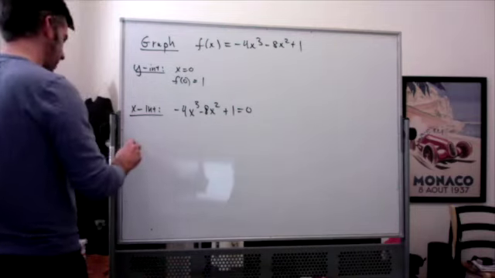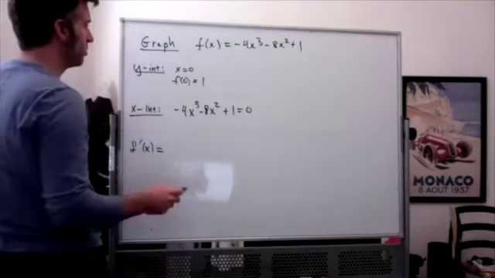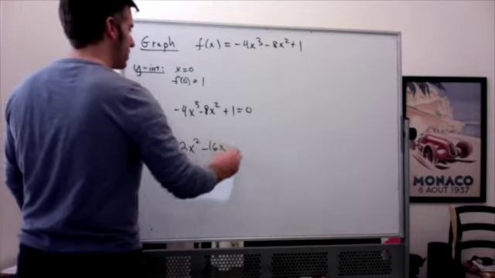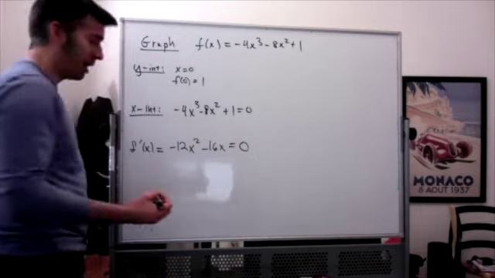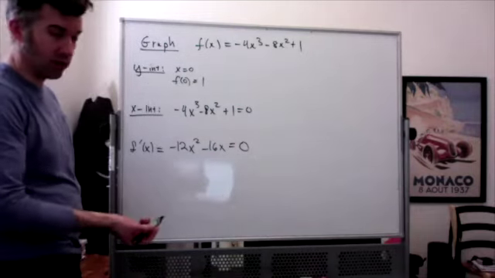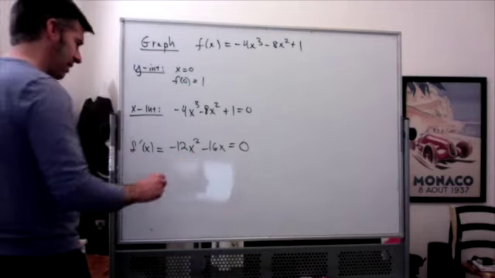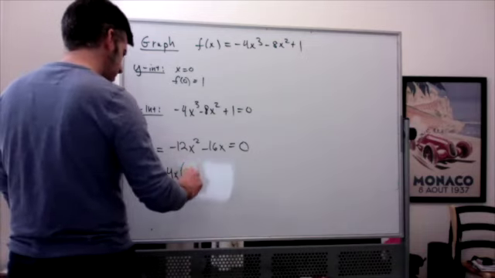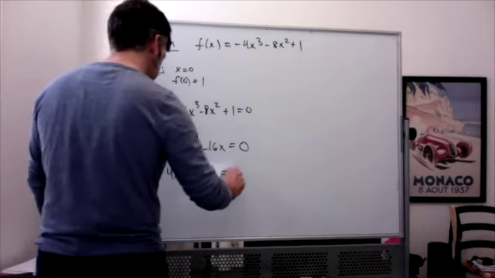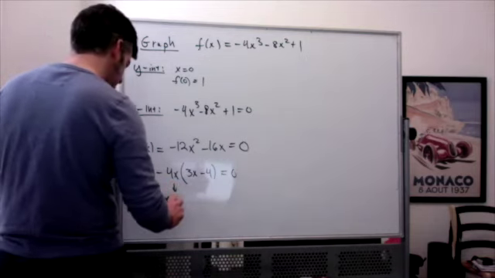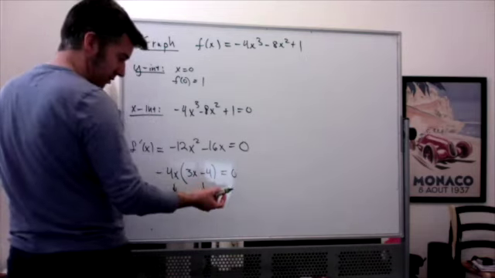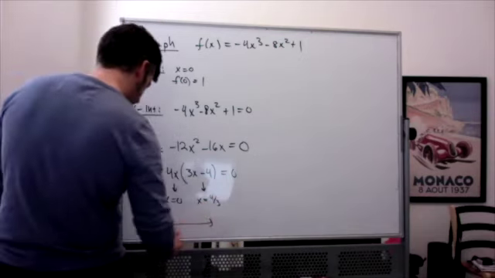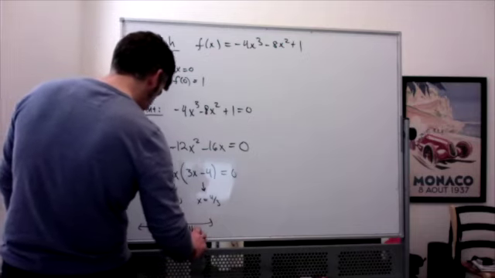Let's look at the first derivative stuff. So f prime is equal to negative 12x squared minus 16x. Set that equal to 0. Again, you know it won't be undefined because polynomials are never undefined. I'm going to factor out a negative 4x. I'm left with a 3x minus 4. So I'm getting either x equal to 0 or x equal to, let's see, 3x equals 4, so x equals 4 thirds. So on my first derivative number line, I've got 0 and 4 thirds.